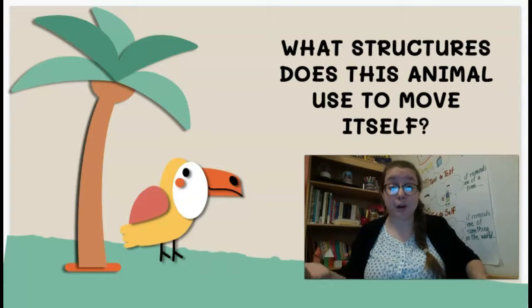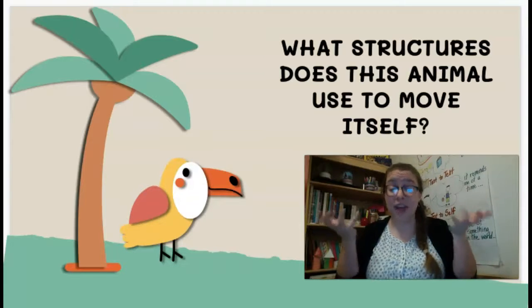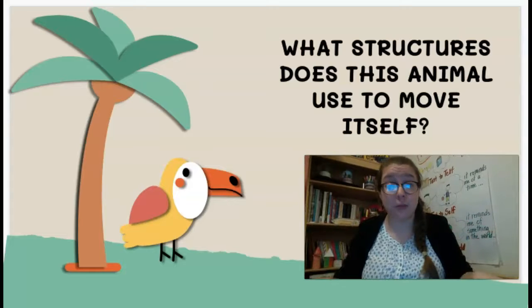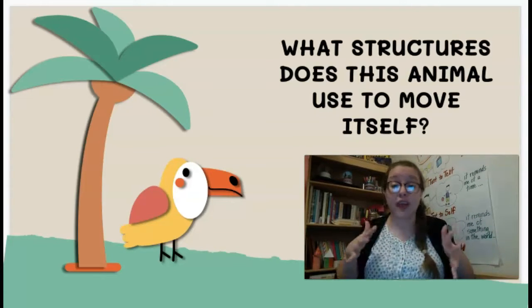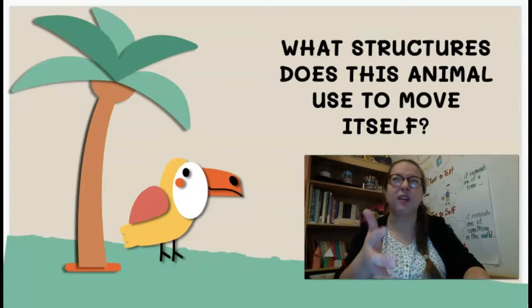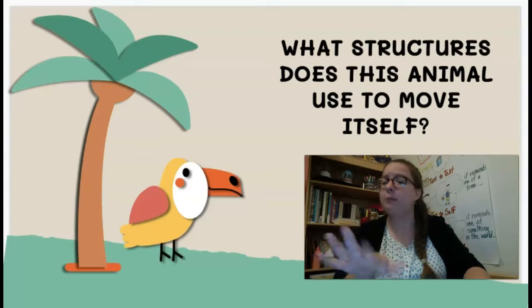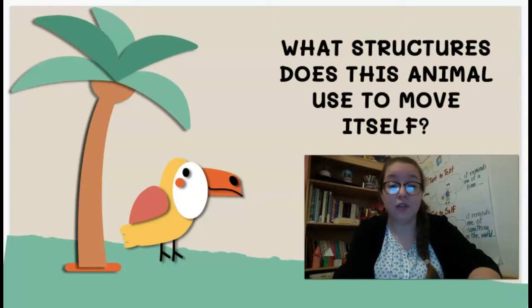So some birds can use their wings and their feet to move, and those structures are unique to birds. The wings are unique to birds. They're the only animals that can move that way. Well, birds, but there's also a couple like bats can do it too. They're the exception. Alright, so now it's your turn.